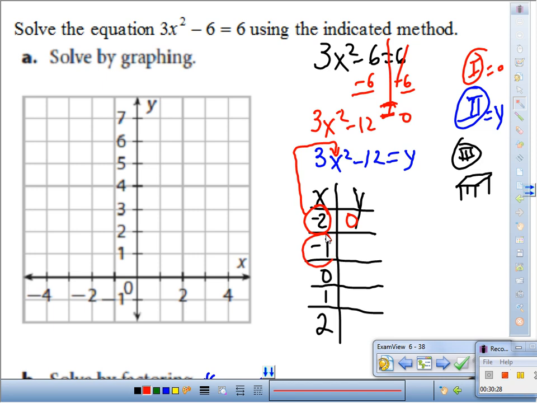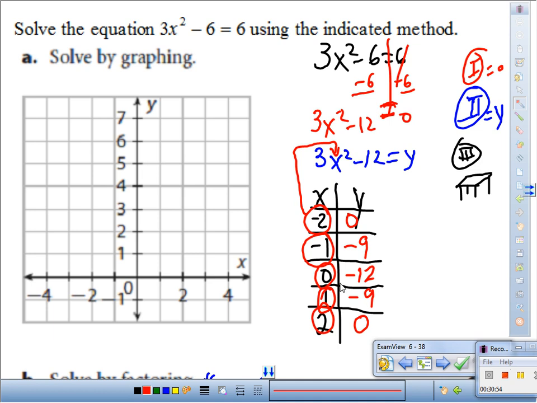Next value, -1. What is -1 squared, times 3, minus 12? -9. Next value, 0. 0 squared is 0, times 3 is 0, and we're left with -12. Next value, 1 squared times 3 minus 12, that's -9. And the last one is 0.